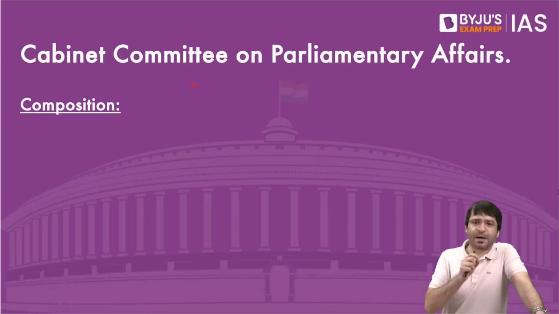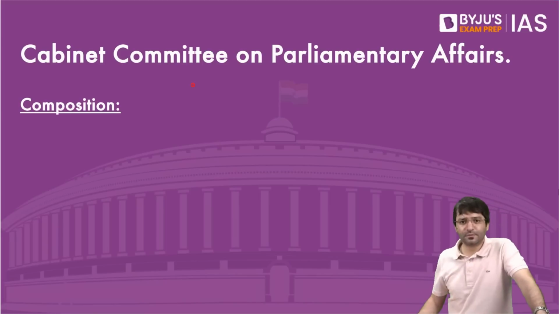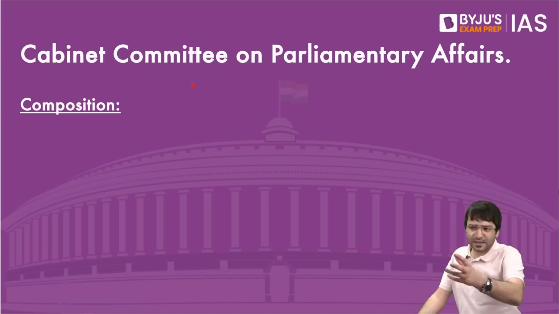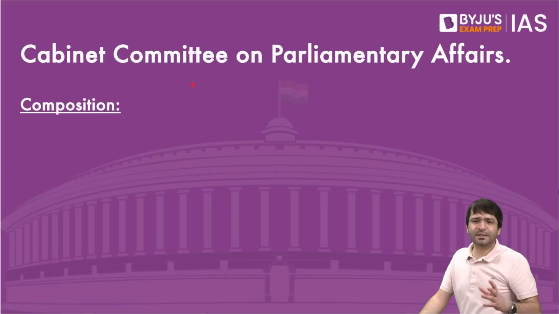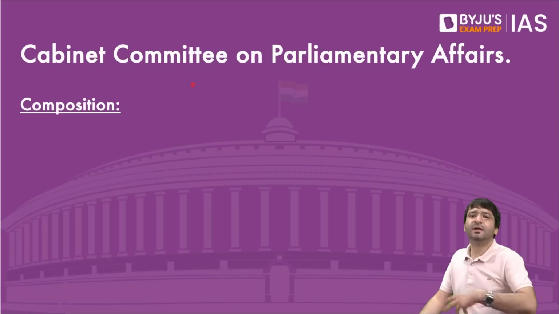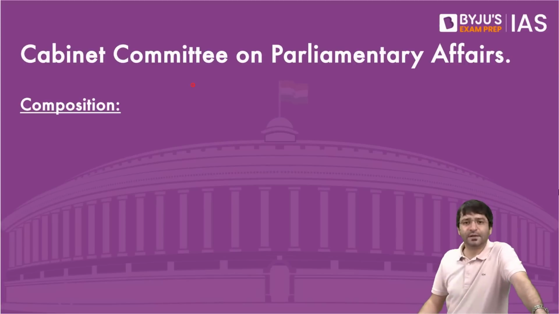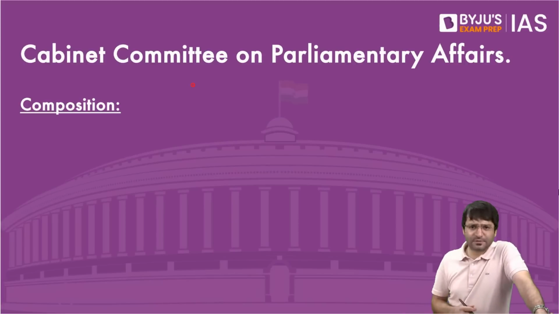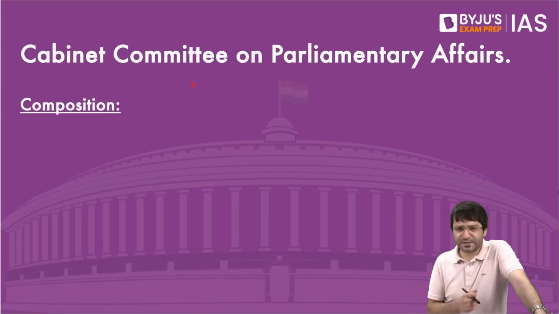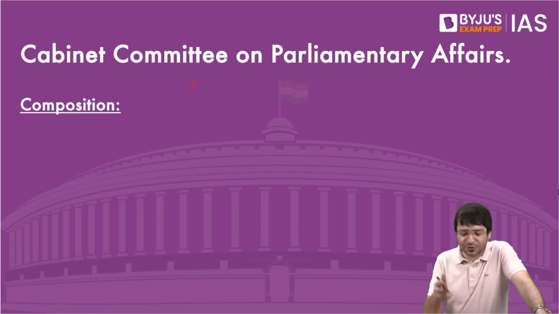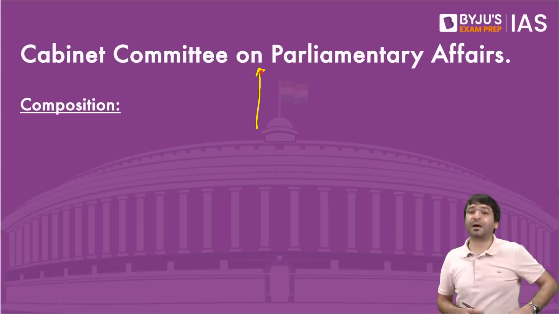Who summons Parliament? The President. It is basically the power of the President to summon Parliament. Summon Parliament means deciding that on these dates we are going to have the winter session, on these dates the monsoon session, on these dates the budget session. Who decides that? The President of India. But the President is a rubber stamp. Whatever decision is taken by the President is basically on the advice of the Council of Ministers. And in practice, it is on the advice of the Cabinet Committee on Parliamentary Affairs.